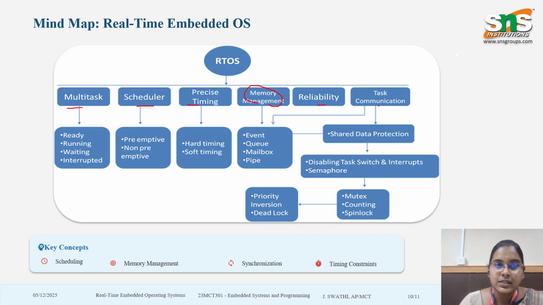Coming to multitasking, the task states are ready, running, waiting, and interrupt conditions. The scheduler gives preemptive and non-preemptive scheduling. Precise timing means it gives hard timing and soft timing. Memory management is carried out with events, queues, mailboxes, and pipes. Task communication deals with shared data, task switching, and interrupts, and again comes with priority, deadlock, mutex, counting semaphore, and spinlock. These are the basic terminologies you have to know about real-time embedded systems.